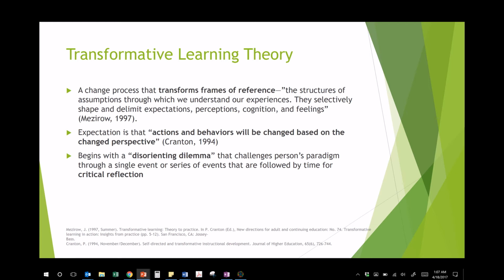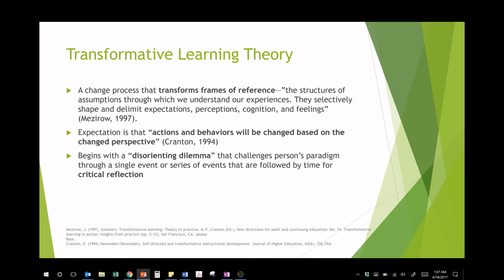So in this context, Photovoice is used to help people shift their paradigm, with the assumption that by transforming that paradigm, they will be better equipped to engage in actions and behaviors that are more oriented toward that new perspective. The foundation of that is that there has to be a single event or a series of events that are then followed by time for critical reflection.